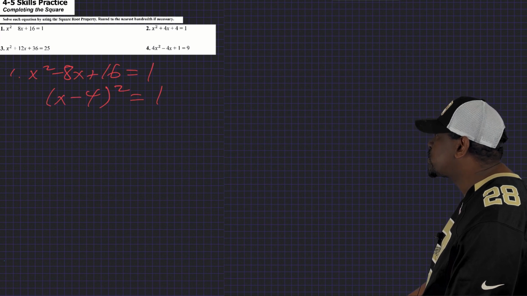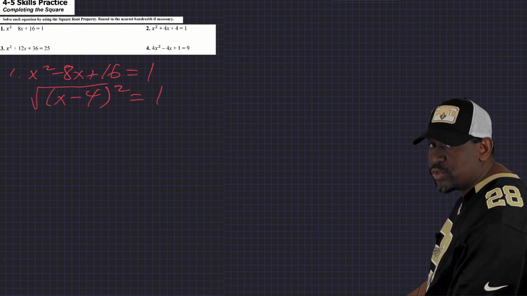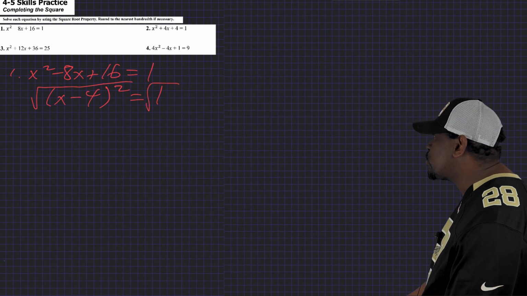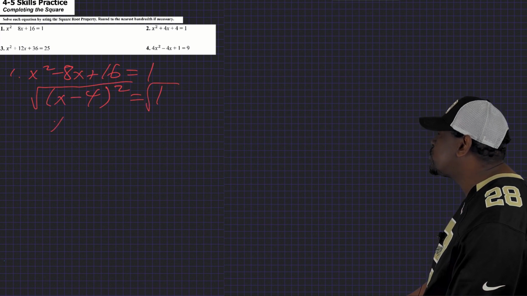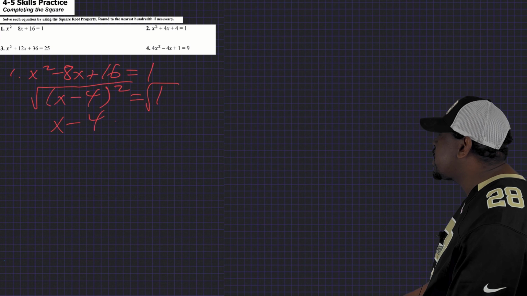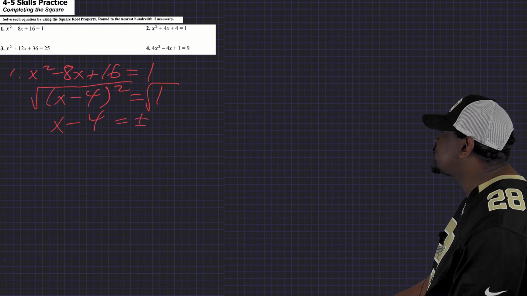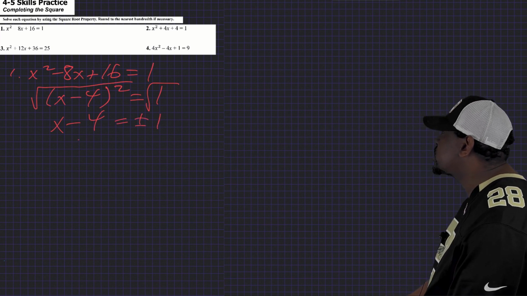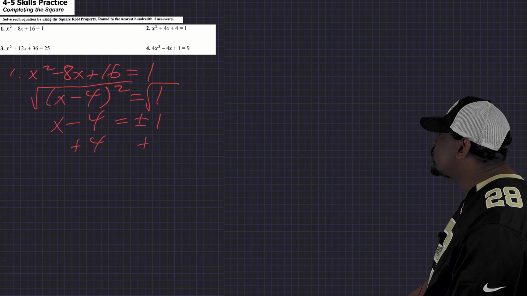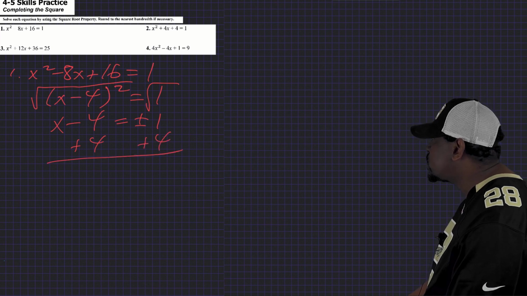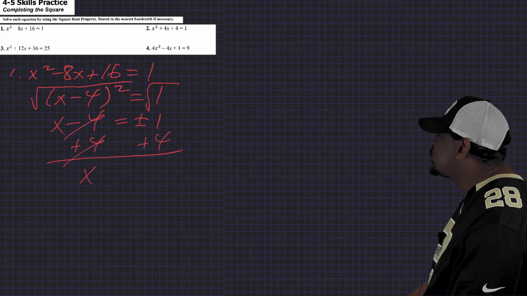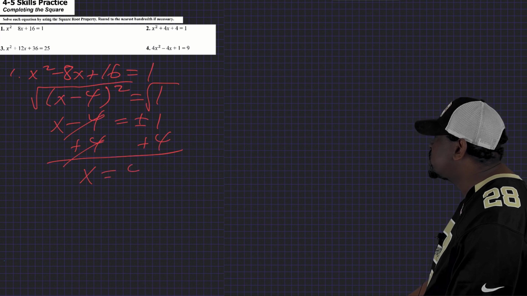Since it's a perfect square and it has a square, to get x minus 4, we will take the inverse of square, which is the square root. And so we will square root the left side of the equal sign, and we will square root the right side. And so we have the square root of x minus 4 squared, which is x minus 4. The square root of 1 is going to be plus or minus 1. And so now we have two equations, which you'll see in a sec.